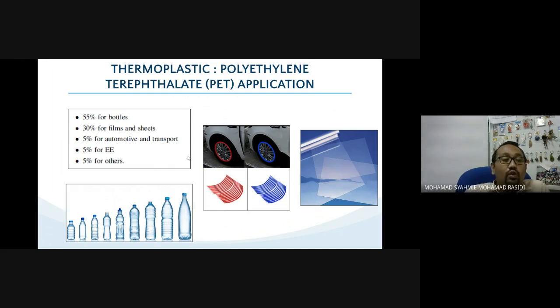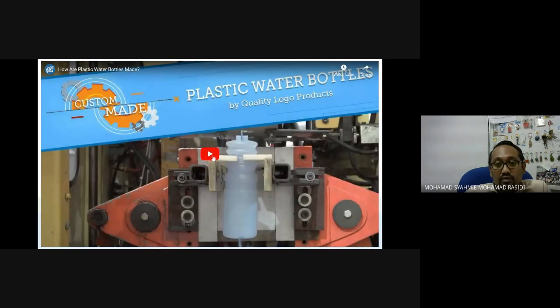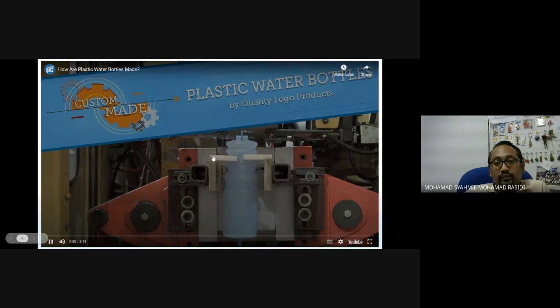But how is the water bottle being made? Okay, so let's have a look at how a water bottle is being made.